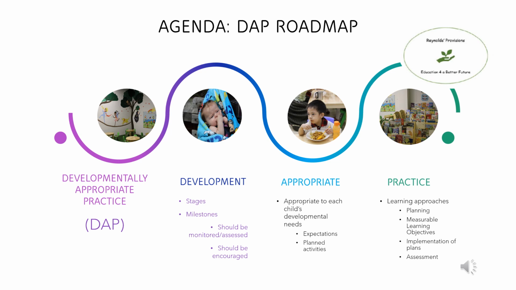Development will be explained by describing the stages of children's development patterns as described by Erik Erikson. In the appropriateness topic, we will discuss what are subtle expectations and planned activities for the stages described by Erikson. Finally, the practice topic. We will discuss applying this developmentally appropriate information into planning, creating measurable objectives, and the implementation of those plans.